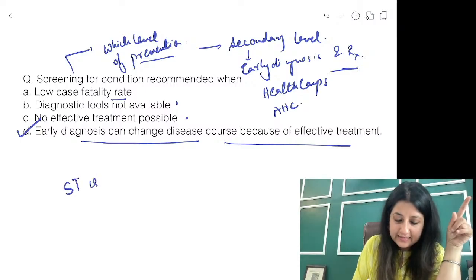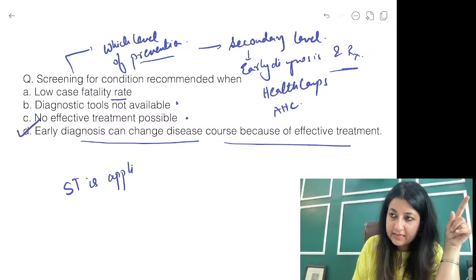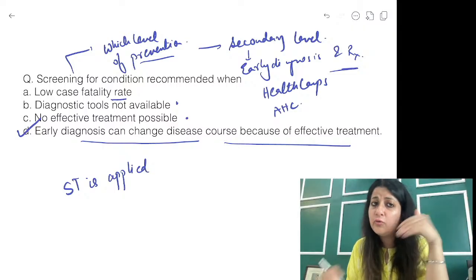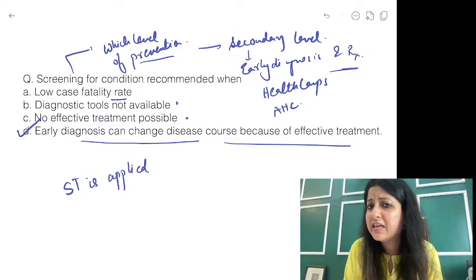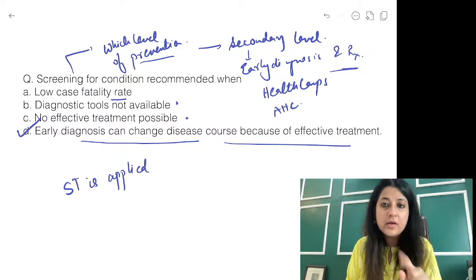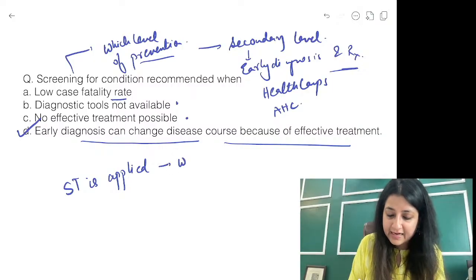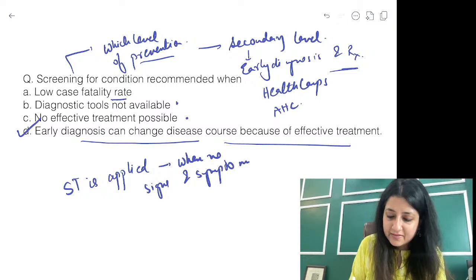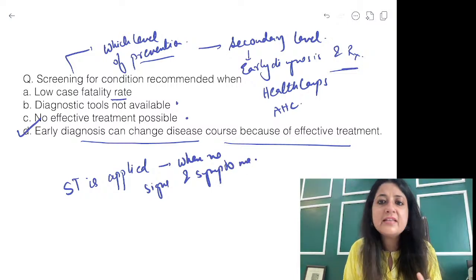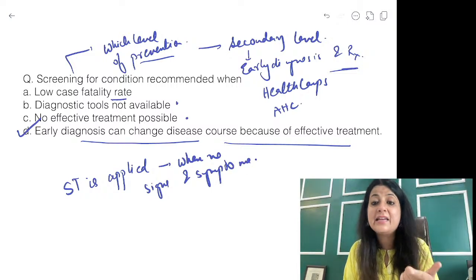Screening test is applied. When do you apply a screening test? Do we have signs and symptoms when we apply a screening test? No. Screening test is applied when no signs and symptoms are present. Because once signs and symptoms come, why will I screen a person? I will diagnose a person.